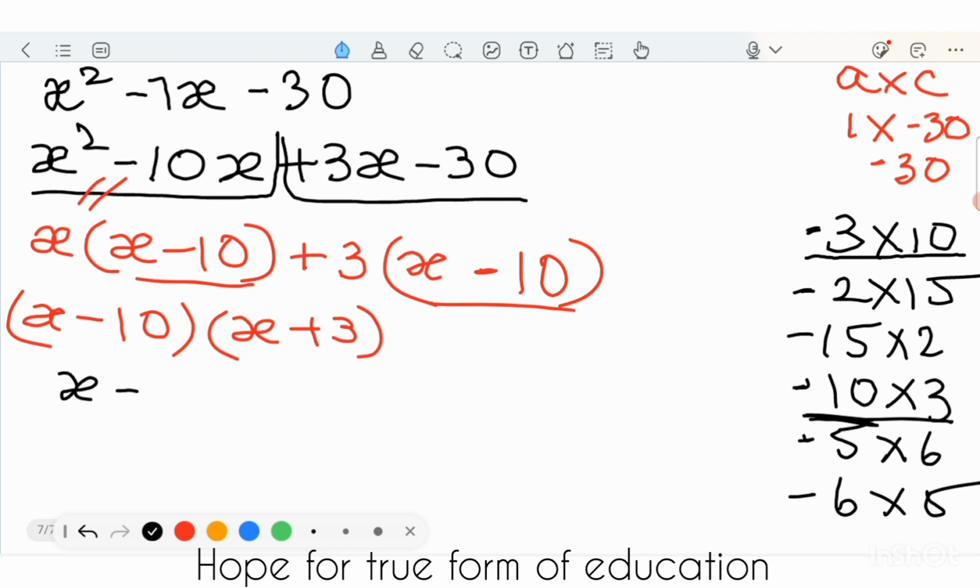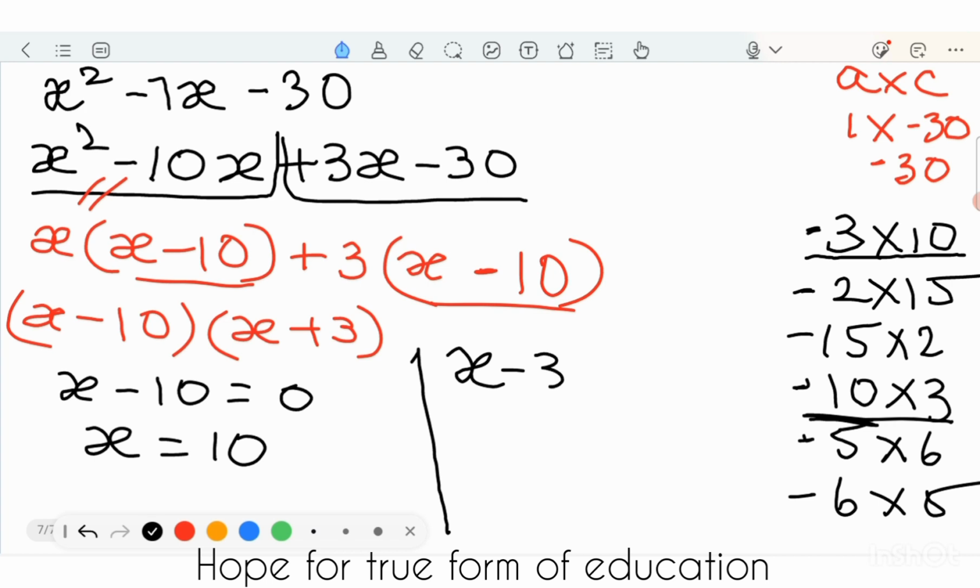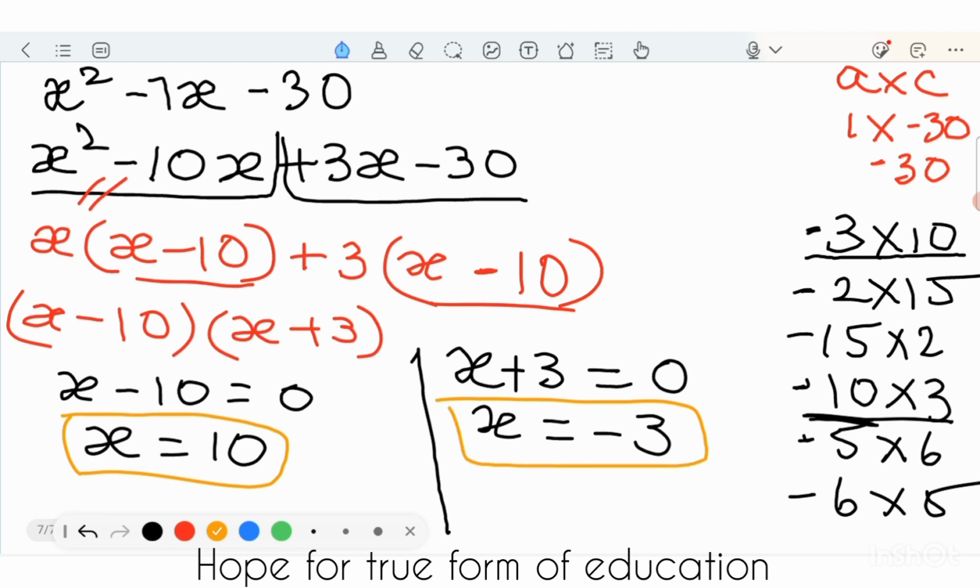Okay, now find the solution. X minus 10 is equal to 0, then x is equal to 10. X plus 3 is equal to 0, then x is equal to minus 3. Here are our two solutions. Got it? So this is how we solve the equations.